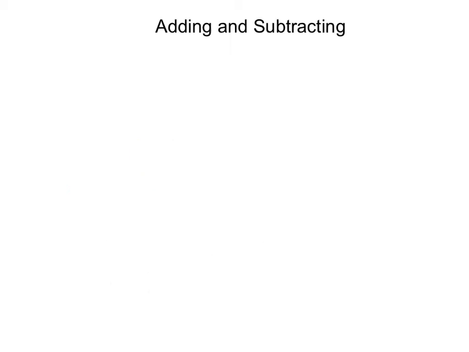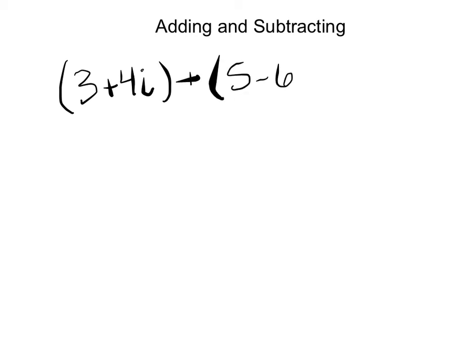Adding and subtracting complex numbers means adding the real numbers together and adding the imaginary components together. So if we have the complex number 3 plus 4i, and we were going to add it to the other complex number 5 minus 6i, all we would need to do is combine or add the real components and then combine or add the imaginary components.